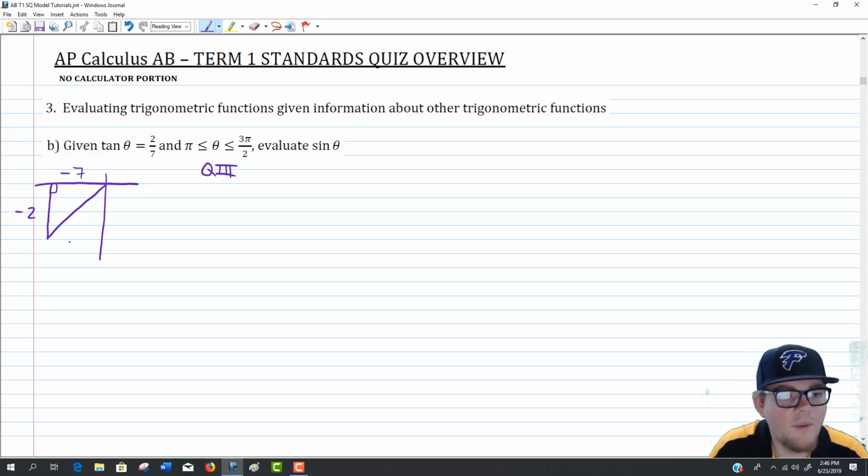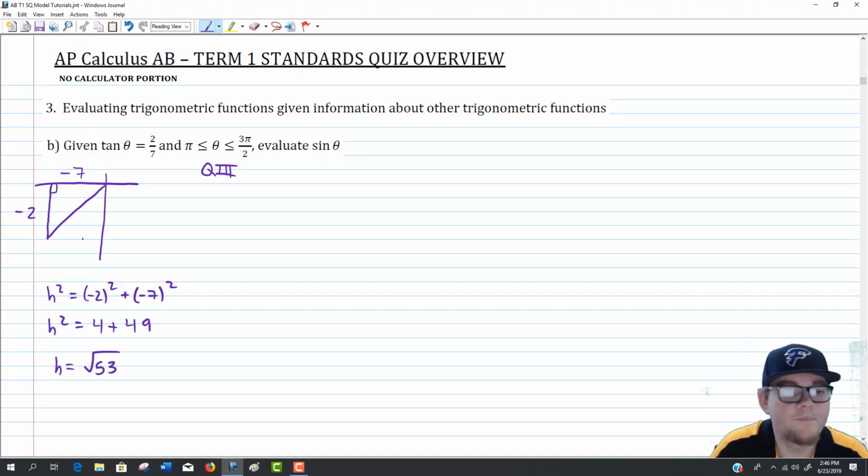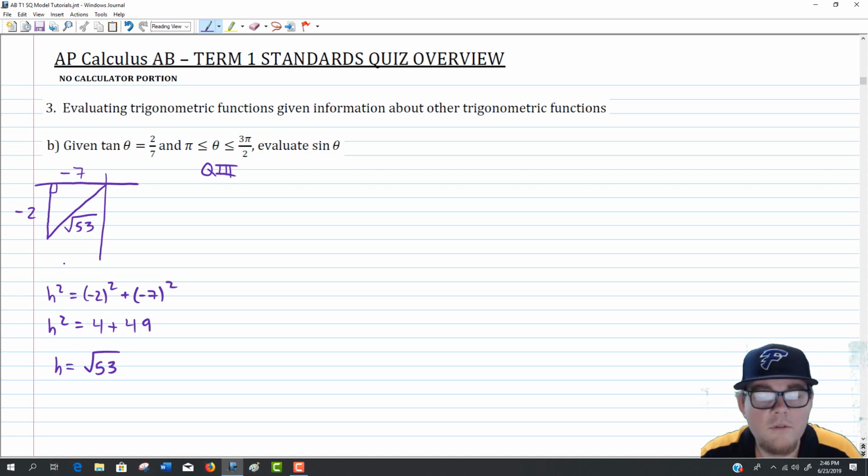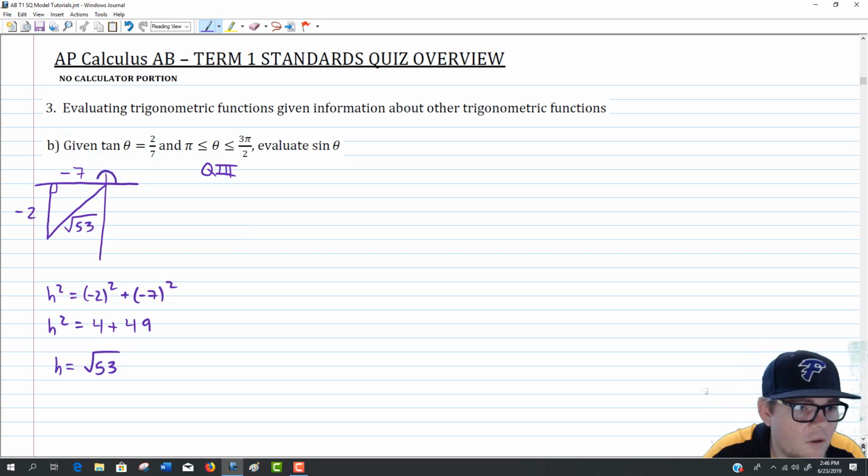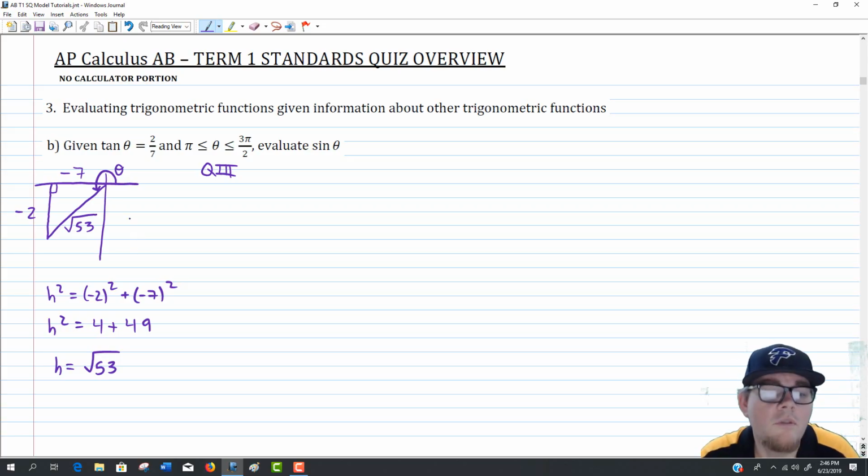From there, just like we did before, we have that missing hypotenuse side, but we know that the hypotenuse squared is going to be equal to the side length squared plus the other side length squared. So in other words, if h squared, or hypotenuse squared, is equal to 4 plus 49, that's going to tell us that our hypotenuse is going to be root 53. Sounds like a nice place to drive. So we have root 53 for our hypotenuse. We've got everything labeled in our triangle. The only thing I didn't label was the angle, but I could go ahead and draw that right there and say that's our angle theta that we're talking about down there in quadrant 3.